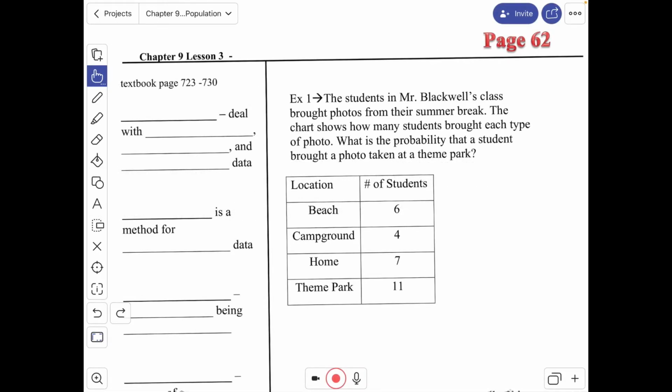Today we're covering Chapter 9, Lesson 3, which is making predictions about a population. This is in the textbook on page 723 if you have a textbook at home.